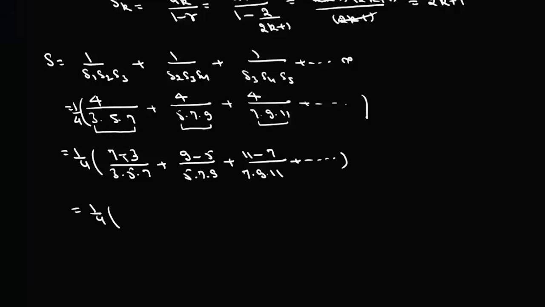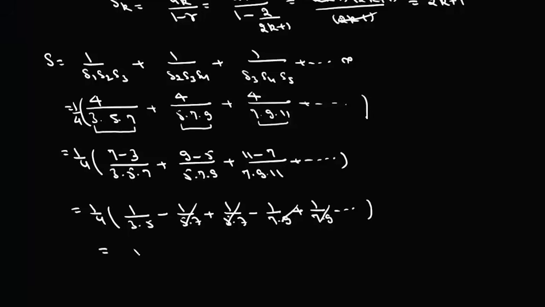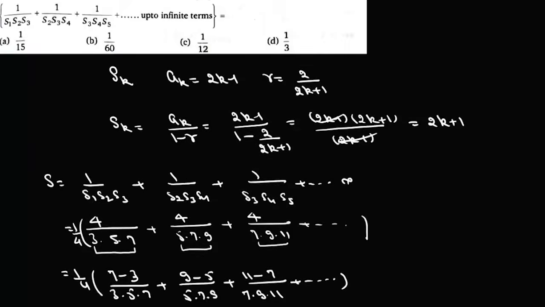This is 1 by 4. Now here we have to split it. This 7 is going to cancel, so it will be 1 upon 3 into 5 minus 1 upon 5 into 7 plus, here 9 will cancel, so it will be 1 upon 5 into 7 minus 1 upon 7 into 9 plus 1 upon 7 into 9, and it goes on. All these successive terms will cancel. So the answer to this series is 1 upon 3 into 4 into 5, which is 1 by 60. So the answer to this question is 1 by 60, and that's your option B.